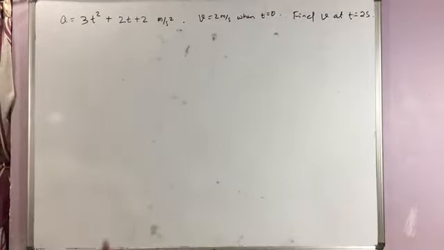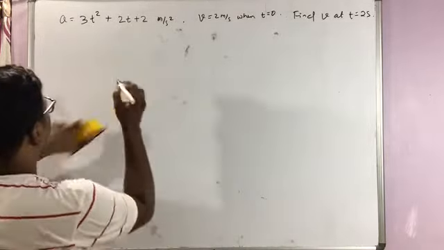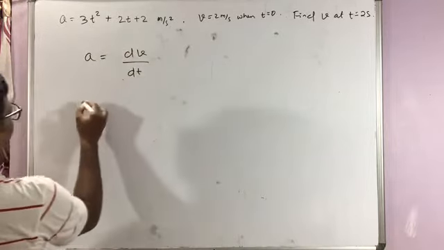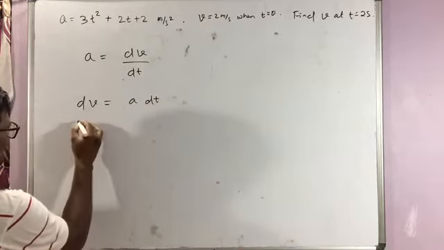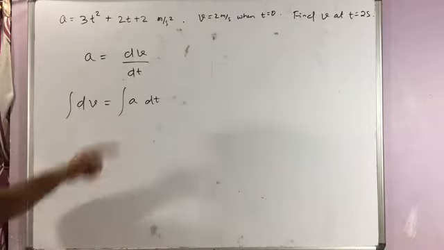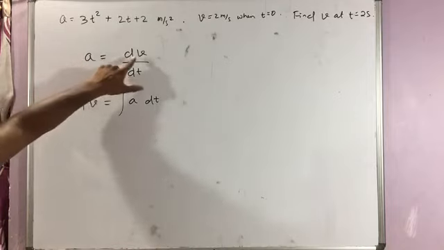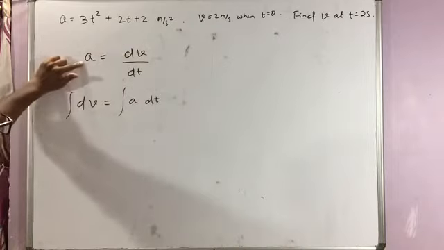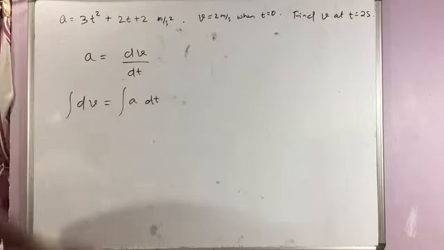We know the simple formula, a is equal to dv by dt. Then dv is equal to a dt, and we integrate both sides. Now we can use this formula because the function of acceleration is given. If the function of velocity had been given, you could find the derivative of velocity to find the acceleration. But here, acceleration is given and you are asked to calculate the velocity.